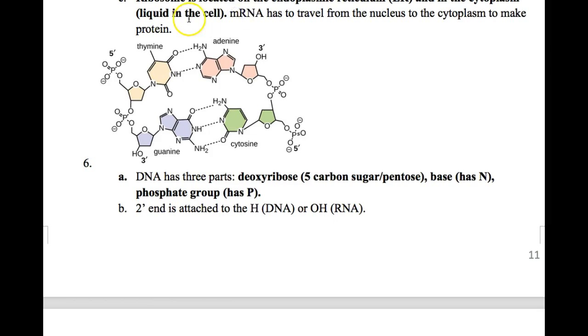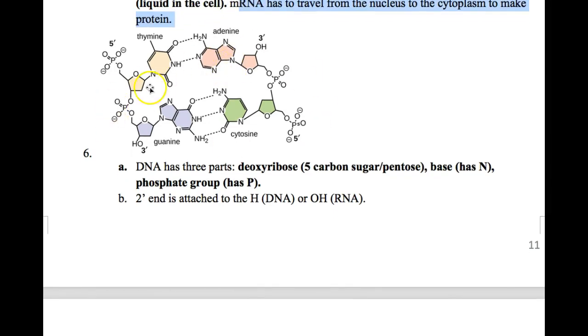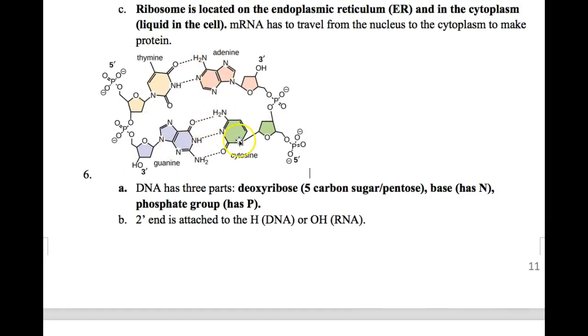mRNA has to travel from the nucleus to the cytoplasm to make protein. Okay. So right here it shows you one more time. Here we go. We have DNA: sugar, phosphate, base. Sugar, phosphate, base. This is one nucleotide. This is another nucleotide. So this picture shows you 1, 2, 3, 4 nucleotides, okay? And as you can see, each one of the nucleotides looks different. They have different chemical properties. That's what allows the A to match with the T, and the C to match with the G.